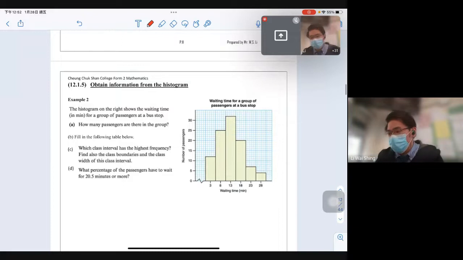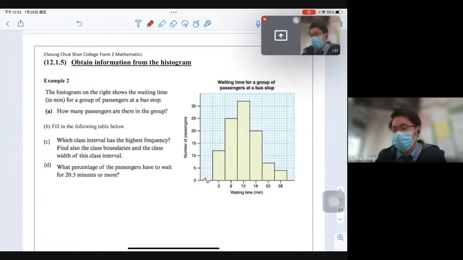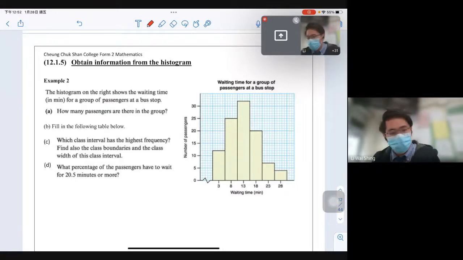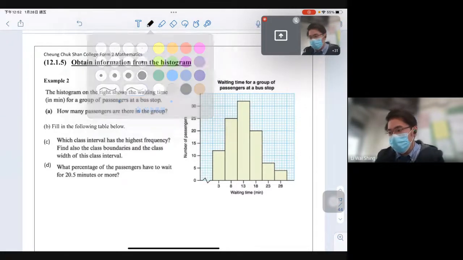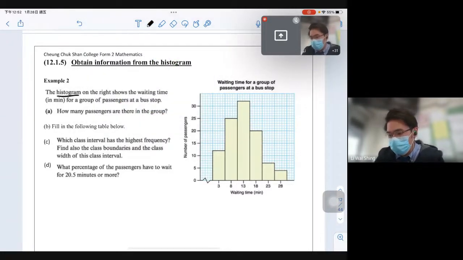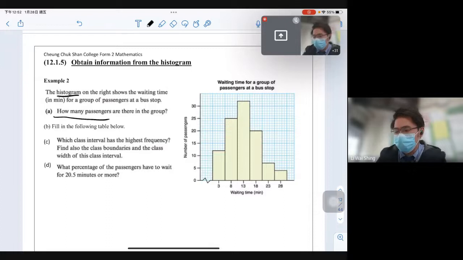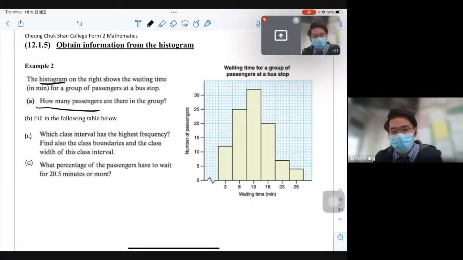All right. Okay, so let's talk about obtaining information from the histogram, the last part of this lecture. So here is a pretty easy example. When I give you a histogram, you want to find the number of passengers. You know that you just add up the numbers. So please help me to add up the numbers.